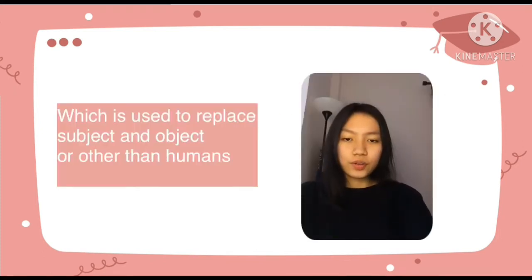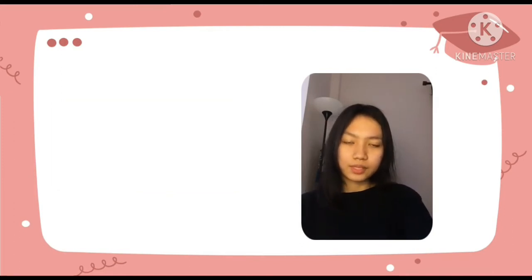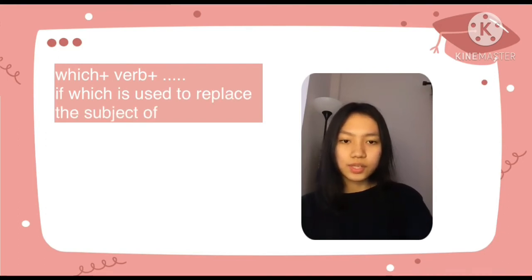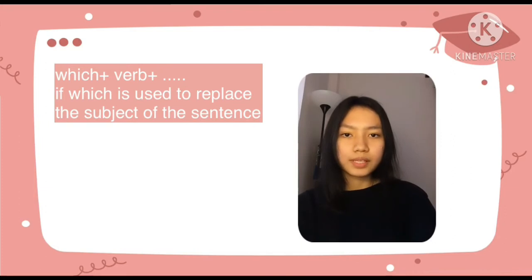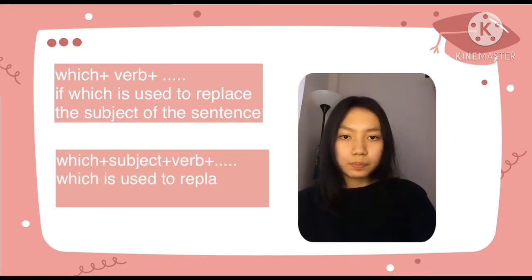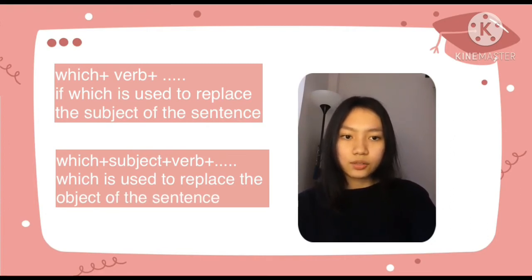Which is used to replace subject and object in the form of objects or other than humans. The pattern of using which in an adjective clause is which plus verb if which is used to replace the subject of the sentence. And then which plus subject plus verb if which is used to replace the object of the sentence.